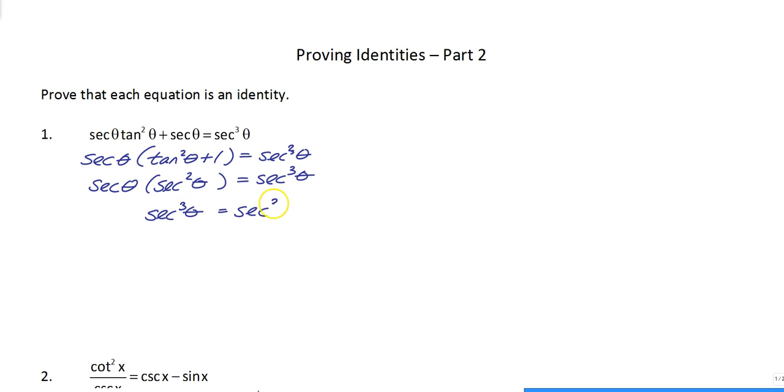So like I said, it's a pretty easy one. All you had to do is factor out the secant, and then of course use Pythagorean identities. So first one, again, pretty simple. Hopefully you got that right. Let's move on to number 2.